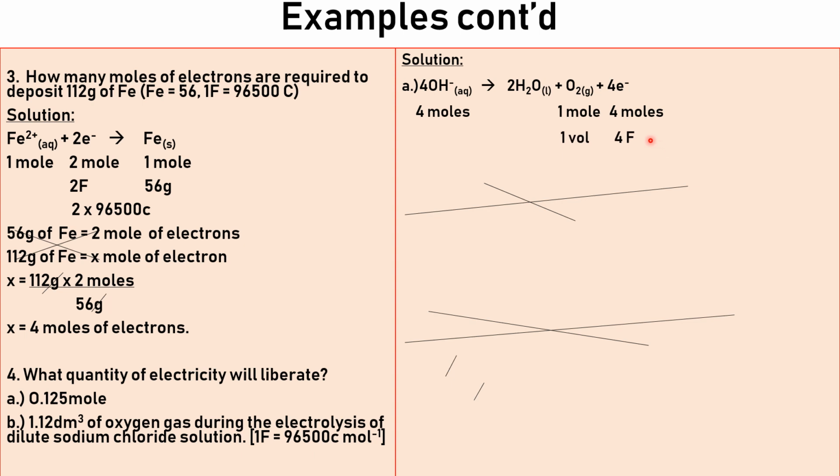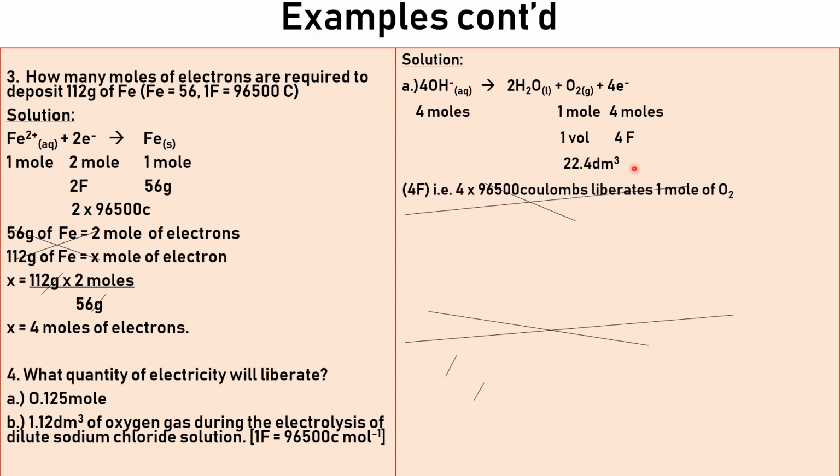So 1 mole of oxygen is equal to 1 volume of that oxygen, and 4 moles of electron is equal to 4 Faraday. The volume of a gas at STP is 22.4 dm cube. So 1 volume of oxygen gas at STP is 22.4 dm cube. If it is 2 moles, it will be 2 times 22.4, but here we have 1 volume. So 1 volume is equal to 1 mole, and that is equal to 22.4 dm cube.